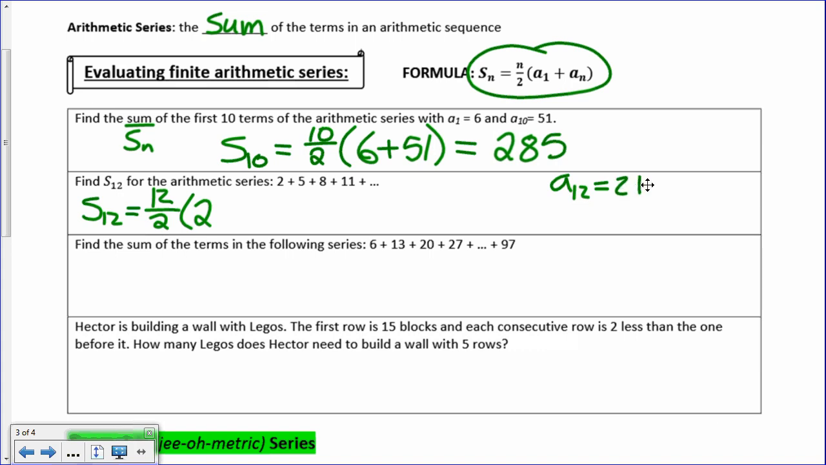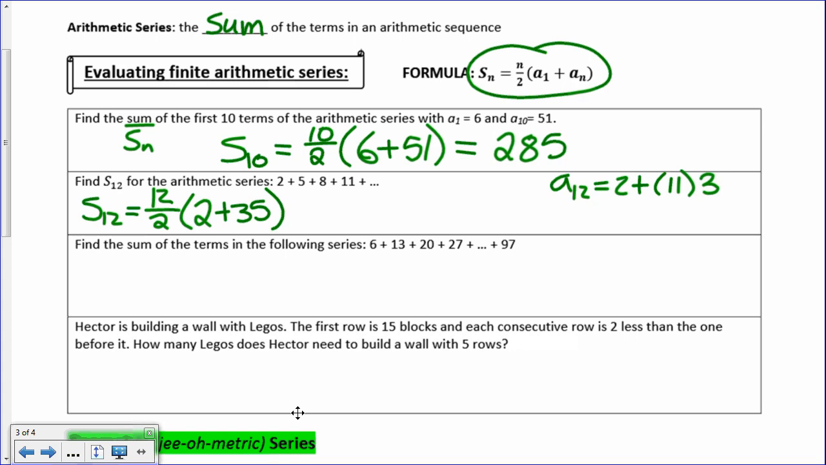2 plus 11. What am I adding each time? 3. It's 11 inside the parentheses because you're supposed to do n minus 1, remember? So it's just 35. It's not that painful, right? You already know how to use that formula.